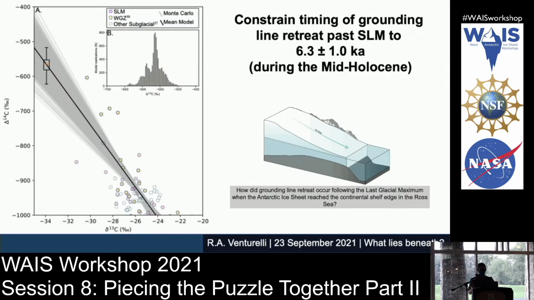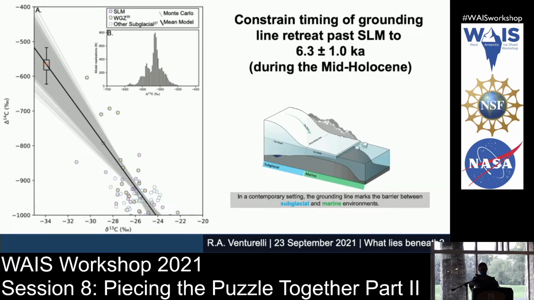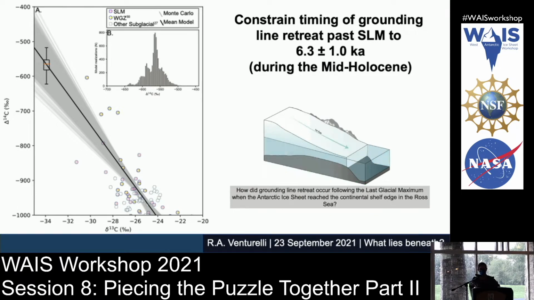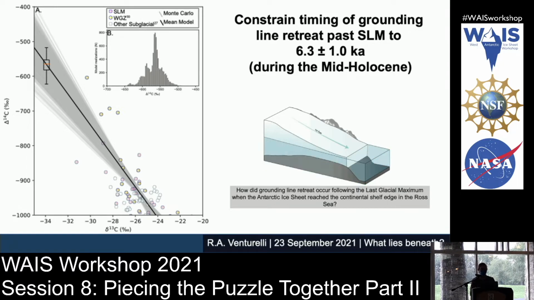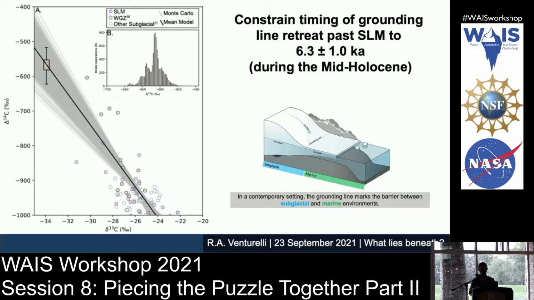So this method has helped us to determine that the Siple Coast of West Antarctica retreated sometime about 6,000 years ago with a 2 sigma error bar of about 1,000 years. We used both the actual measurements of the sub-ice shelf sediment that I described in detail earlier, but also a Monte Carlo simulation through the very sparse paleo data that we are able to generate with these efforts.